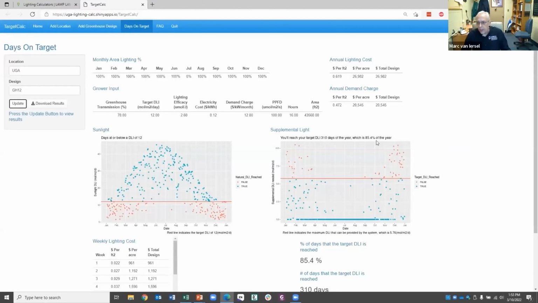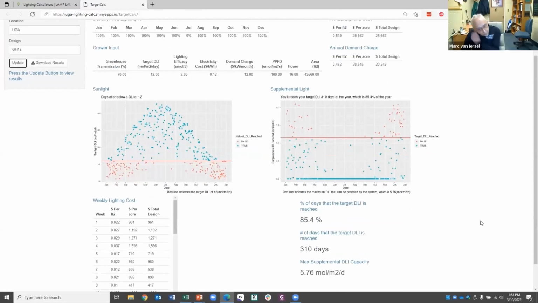And again, this graph is also very similar to what we saw previously, where the red dots indicate days on which you are not able to reach your target daily light integral of 12 moles per square meter per day, because your lighting system just doesn't have enough capacity. And so what this also shows here is that you are going to reach your target daily light integral in a typical year 85% of the time, or 310 days out of the year.